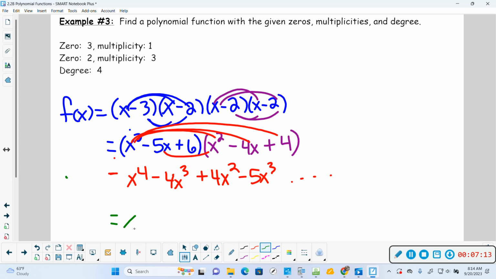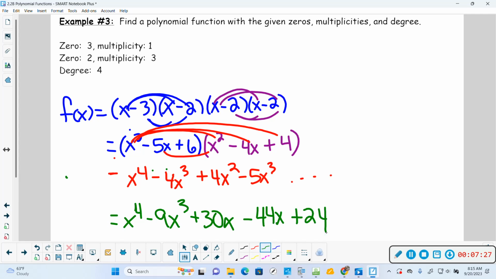Final answer: x to the 4th minus 9x cubed plus 30x squared minus 44x plus 24. Here we go.